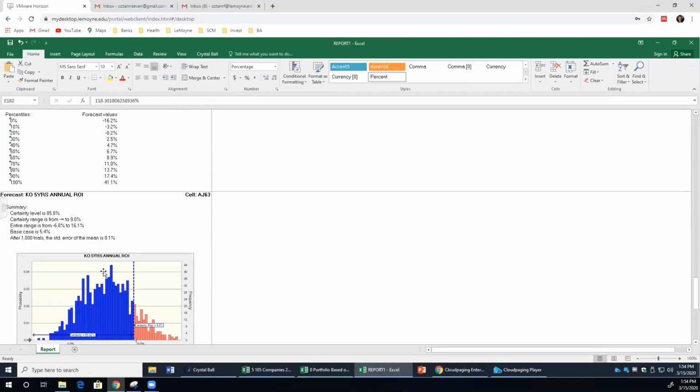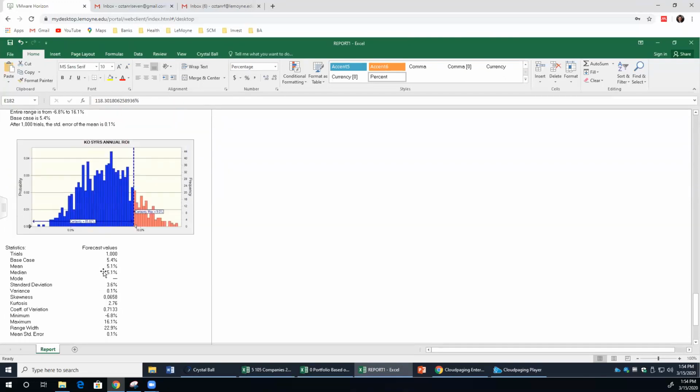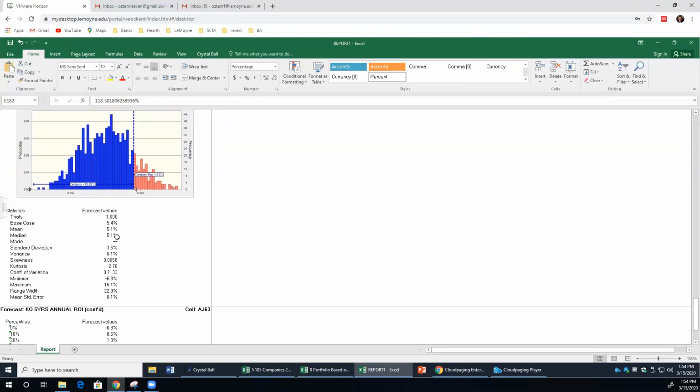Finally, Coke. Let's see what's going on with Coke. Here, Coke's return is 5.1%, the lowest. And the coefficient of variation is 71%, which is not that low if you think about it, because Apple was 76%, I believe, and this is 71%. So this is how I would like to see the results, mean versus coefficient of variation.